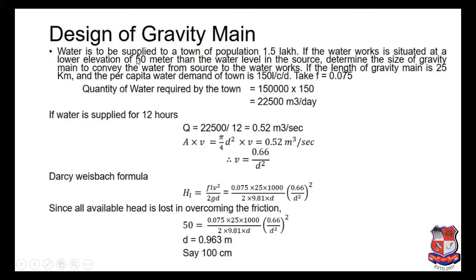So here it is given water is to be supplied to a town of population 1.5 lakh. If the waterworks is situated at a lower elevation of 50 meters than the water level in the source, determine the size of gravity main to convey the water from source to the waterworks. If the length of gravity main is 25 km and per capita water demand of town is 150 liters per capita per day, and take F 0.075.